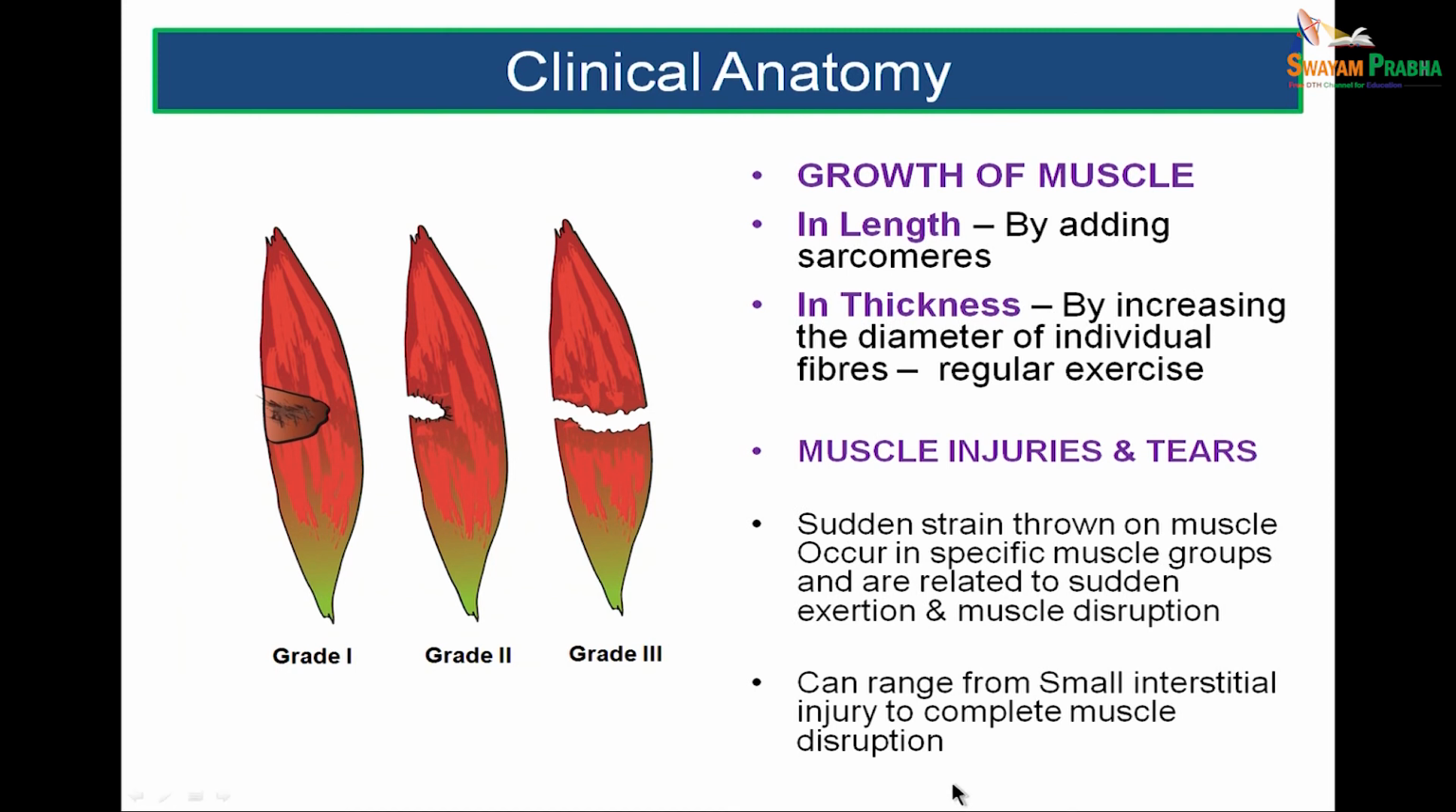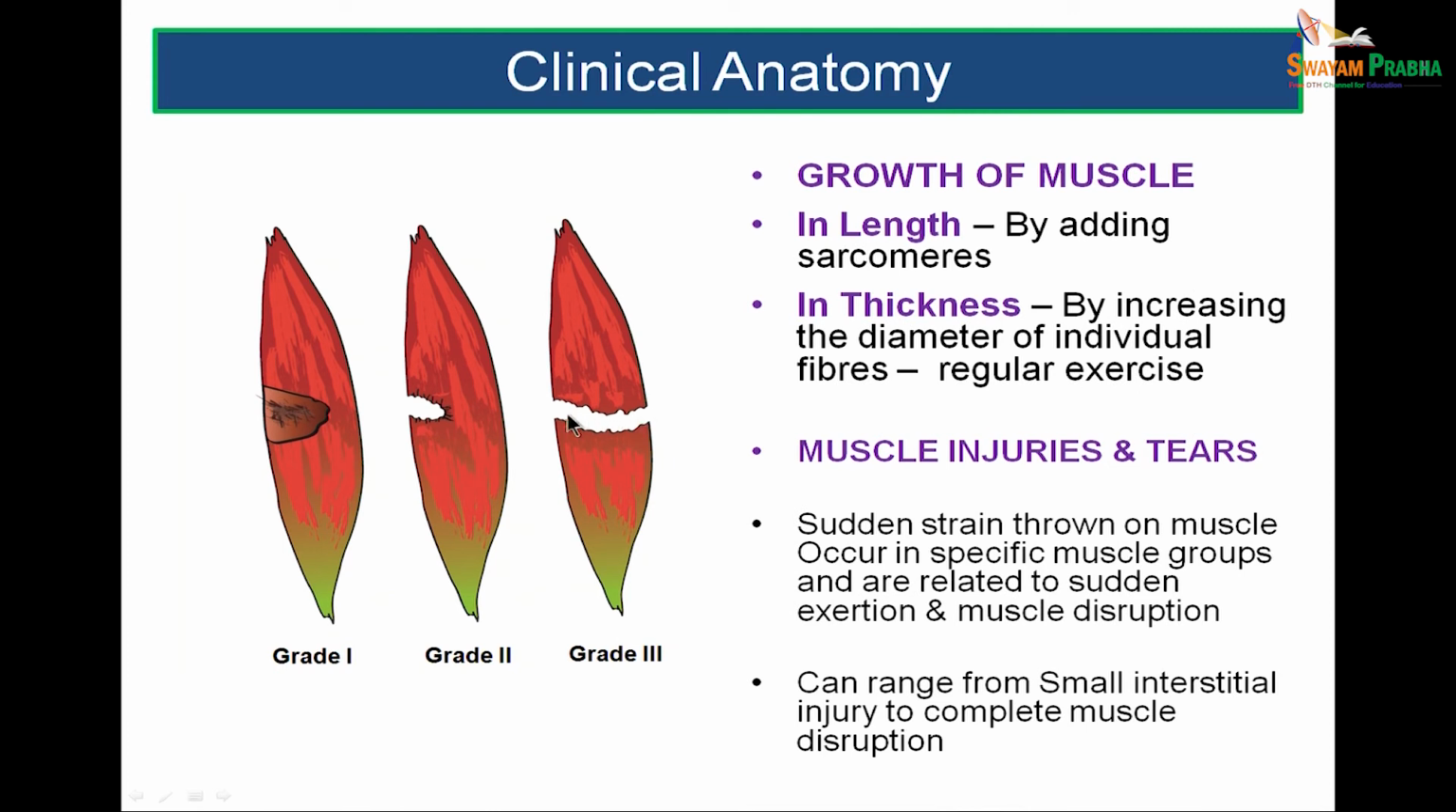Coming to muscle injuries and tears, in the first one you see a grade 1 injury. It's just a contusion on a muscle and it will heal on its own. In grade 2, there's a partial thickness tear, whereas grade 3 is very severe because here you see the entire muscle belly has disrupted.